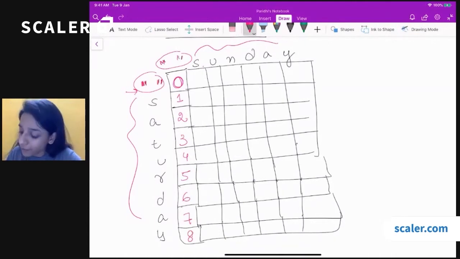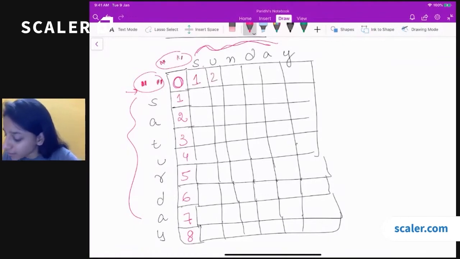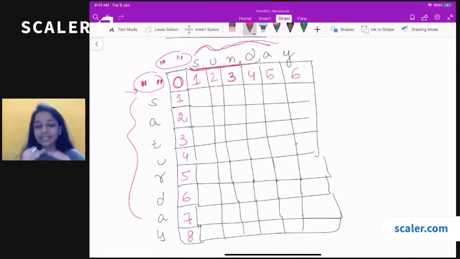Now what if we have to convert this string to just an empty string? In that case we have to delete one character, then we have to delete 2 characters, right? To convert Sun to an empty string, we have to delete 3 characters. To convert SUND to an empty string, we have to delete 4 characters, then 5 characters, and finally 6 characters. Okay, so this is the base case.